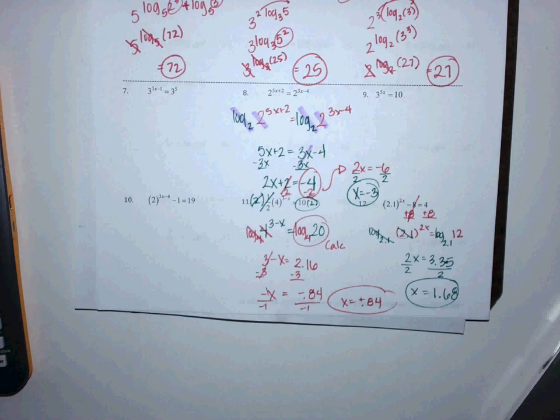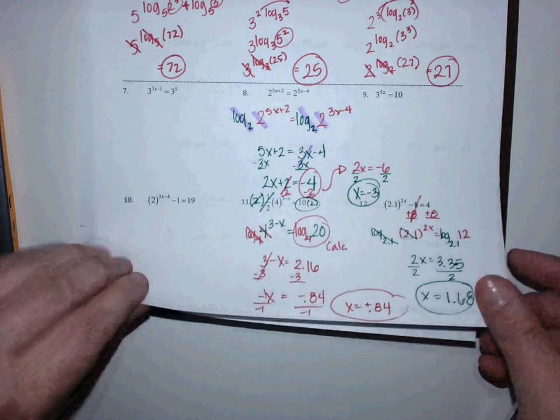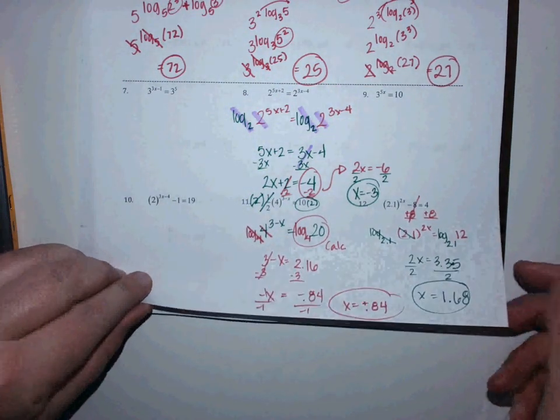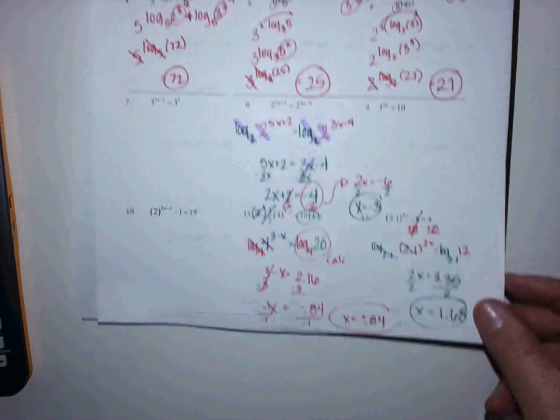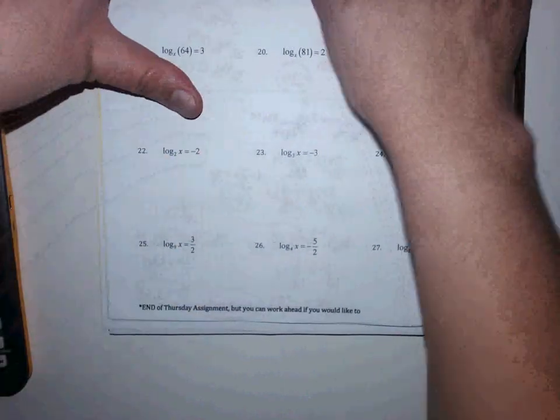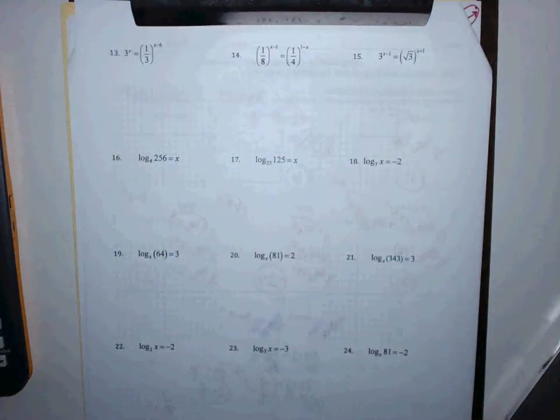Turn over to the back side. So we got most of the front there done. Turning over to the back. Okay, let's work a couple of these. Let's say we're doing number 14 here.